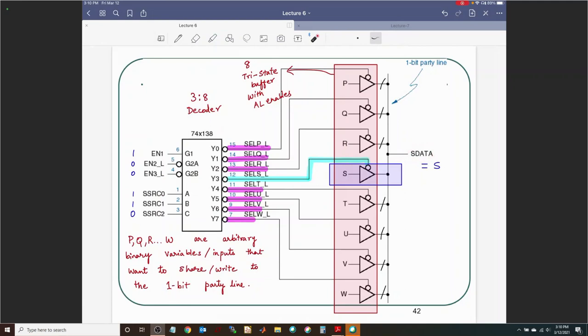Let's see, why is it S? Serial data. So high impedance is never a logic 1 or 0. That's right. It's never a logic 1 or 0.